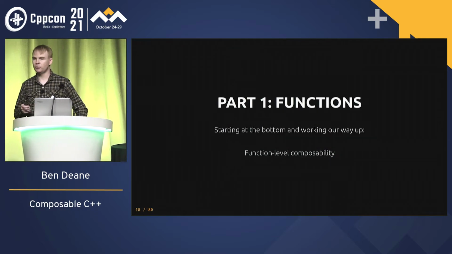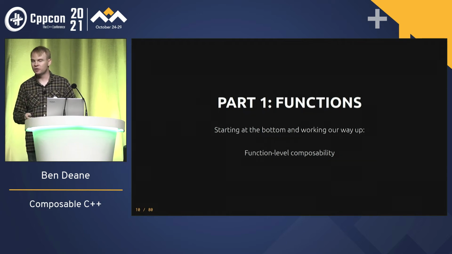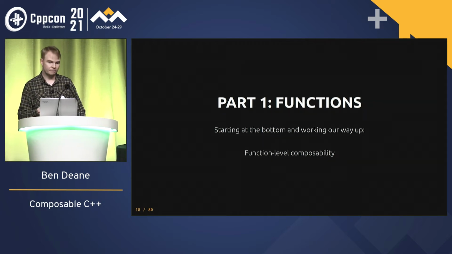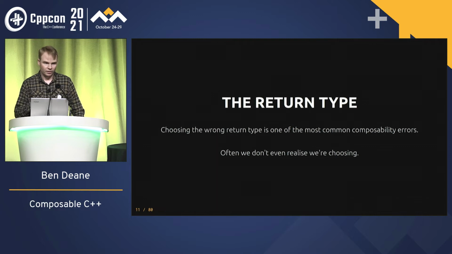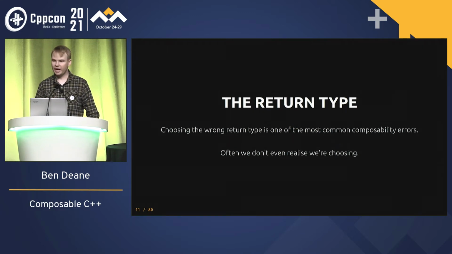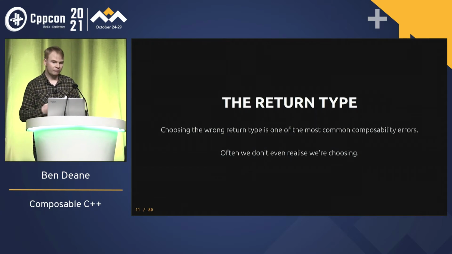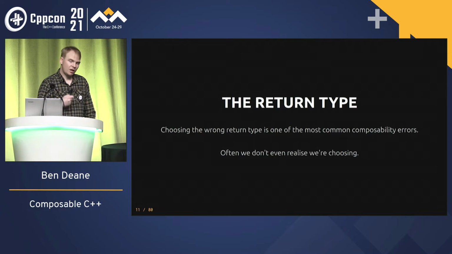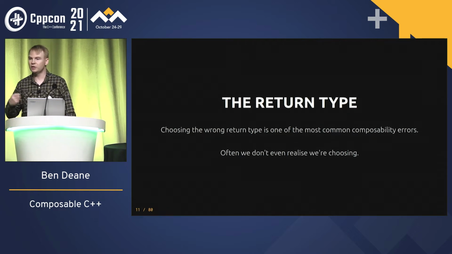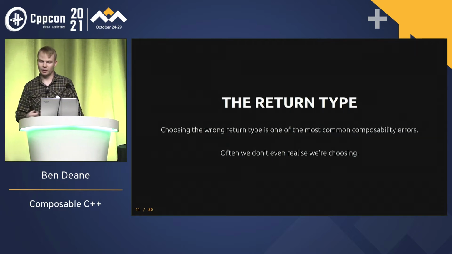So let's start at the bottom. I'm going to start with the fundamentals, talking about types and functions. The most basic choice we have when trying to write composable code is choosing the return type of a function. And this is one of the most common errors I make in composability because I don't realize the choice I'm making when I make it.